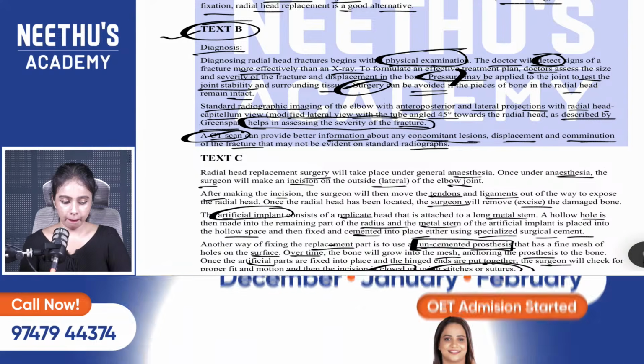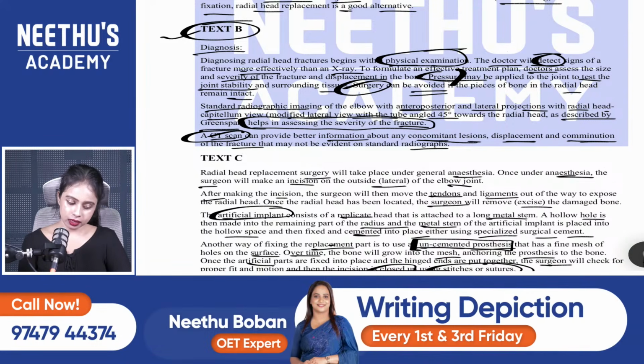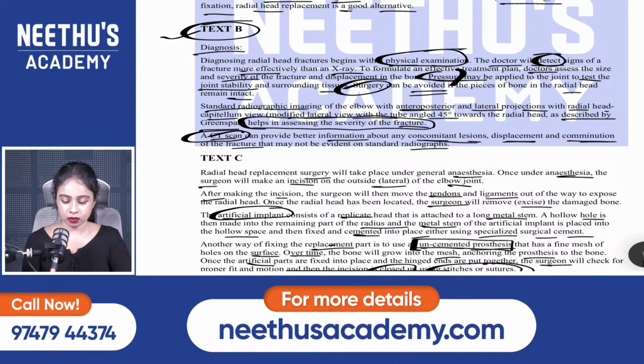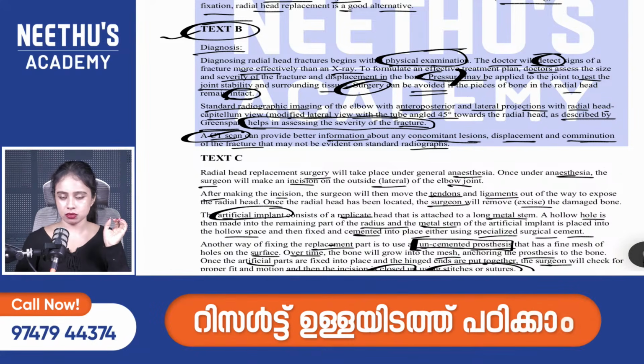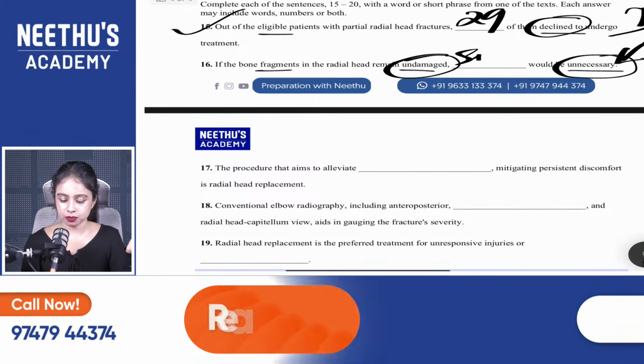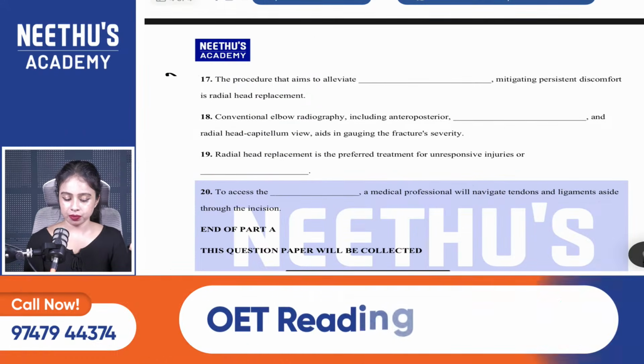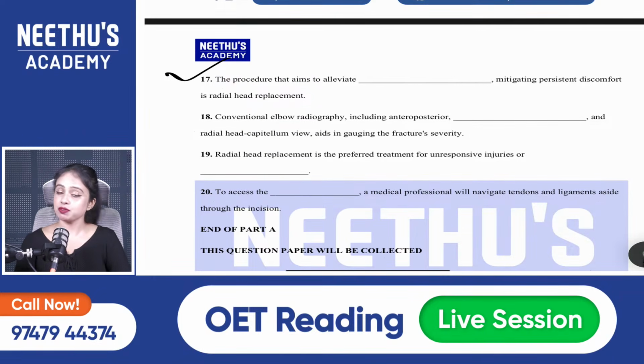Undamaged, which means no idea, right? Yeah, undamaged, which means intact. Intact, remain intact. Intact, which means perfect, not damaged, undamaged. So the answer is surgery. Then 17. The procedure aims, yes, very good Anna, very good.